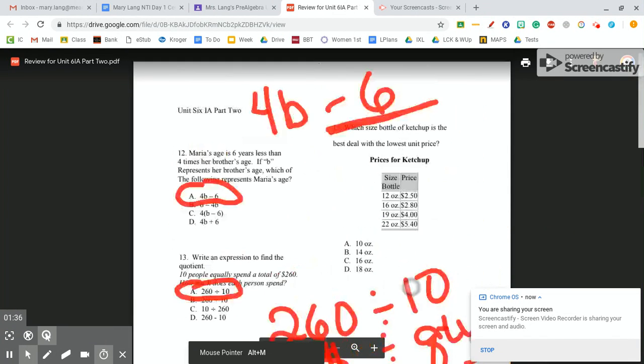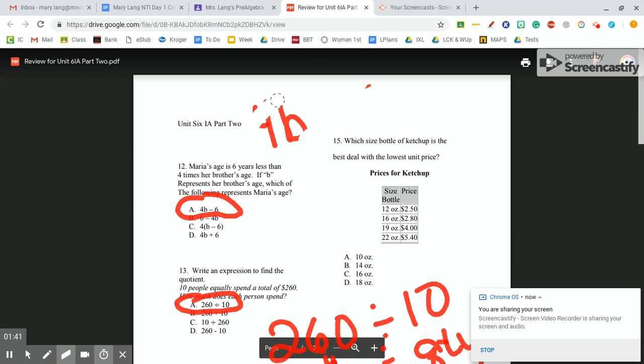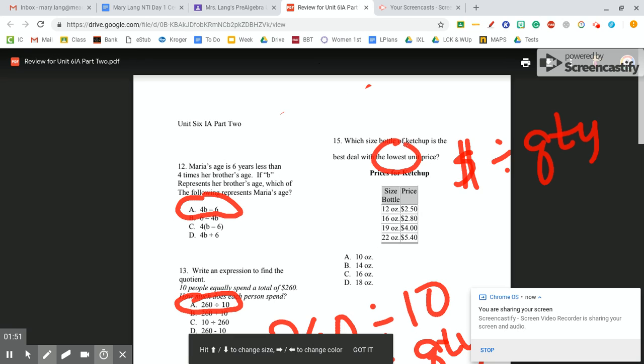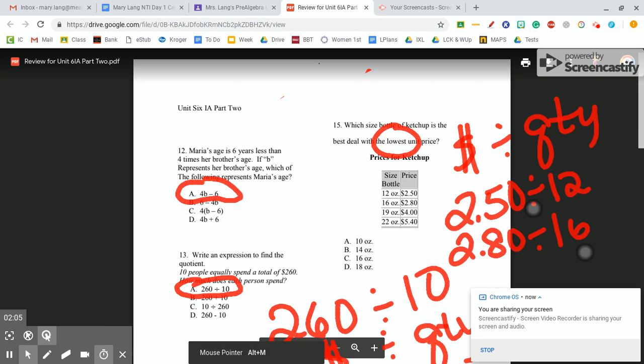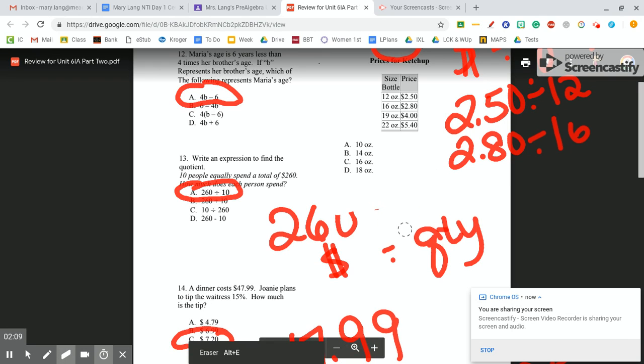Going back up to number 15. Which size bottle has the lowest unit price? So unit price we know is price divided by quantity. And we want the lowest, so I'm going to have to take each one and divide it, price divided by quantity, and see which one gives me the best price. Move my screen up some. Get rid of this so I have more space.